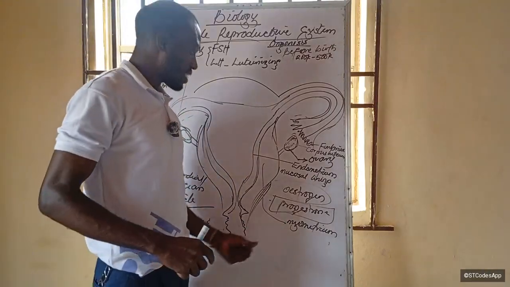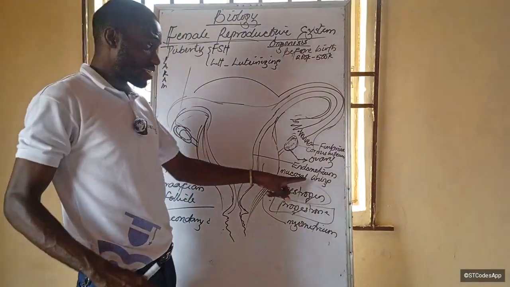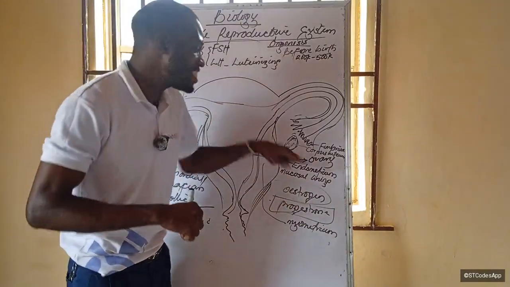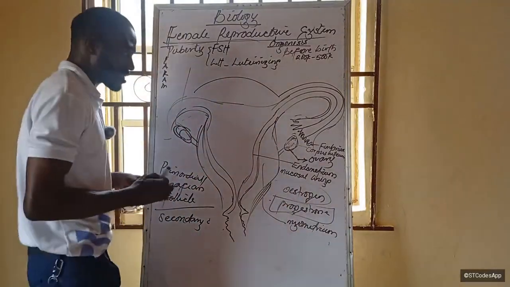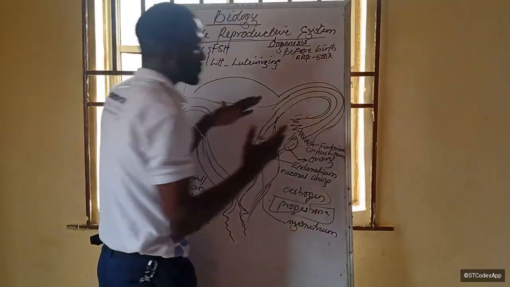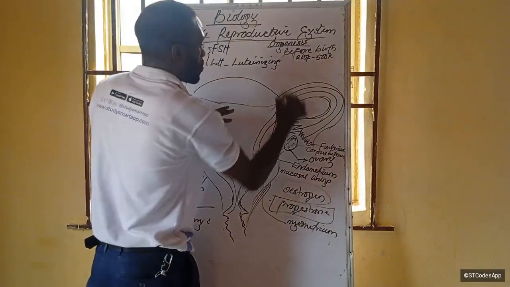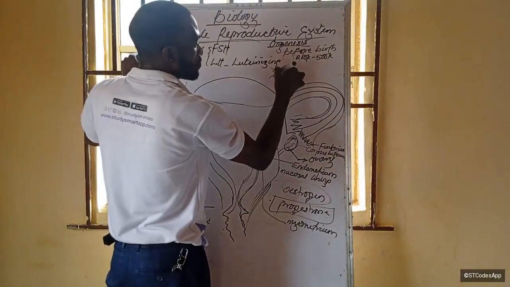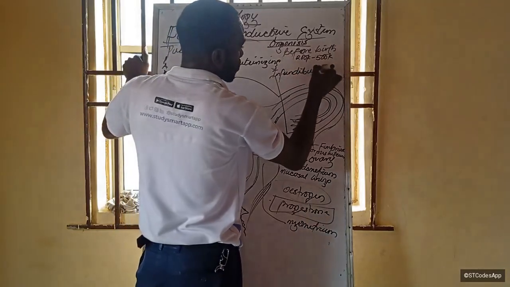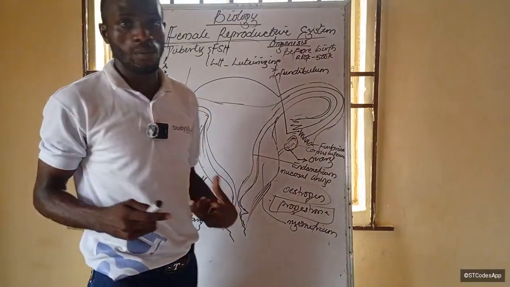Now that is what lines this wall here. Then the inner mucosal lining is called the endometrium. All right. So the point is this, that the egg is now released. Now this portion I said is the fimbriae. This funnel-like opening here has a name. It's called the infundibulum. In the body, any part that is funnel shaped is called infundibulum, okay?